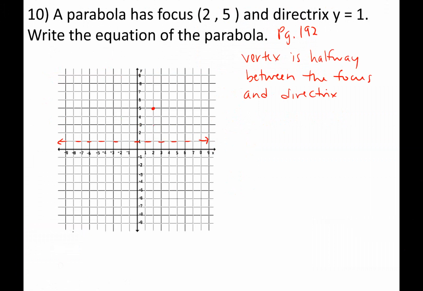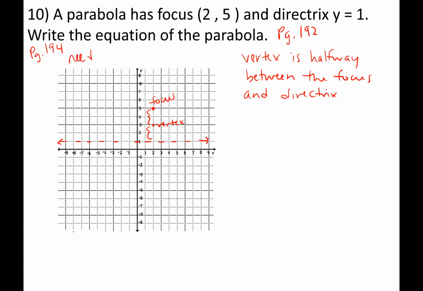So halfway between would be here. There's my vertex, since this distance is equal to this distance. And don't forget, this one up here was our focus. There we go. And from there, now I have the vertex. Sorry, I didn't mention this, but it is also in that same lesson on page 194, though. I can write this down, page 194.